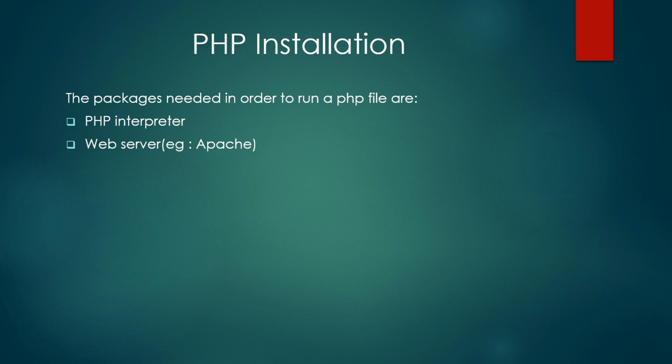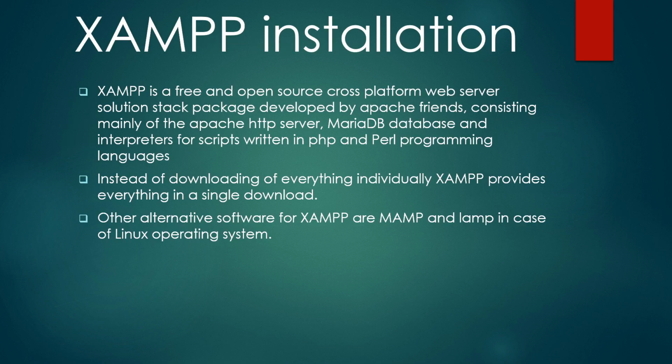Instead of downloading these two individually and then setting up the environment, which is a bit longer procedure, we can go for a shorter procedure and download a software called XAMPP. Now, XAMPP is a collection of 4 different packages. The first is the Apache server, the second is the database server, the third is the interpreter for PHP, and the fourth is the interpreter for Perl.